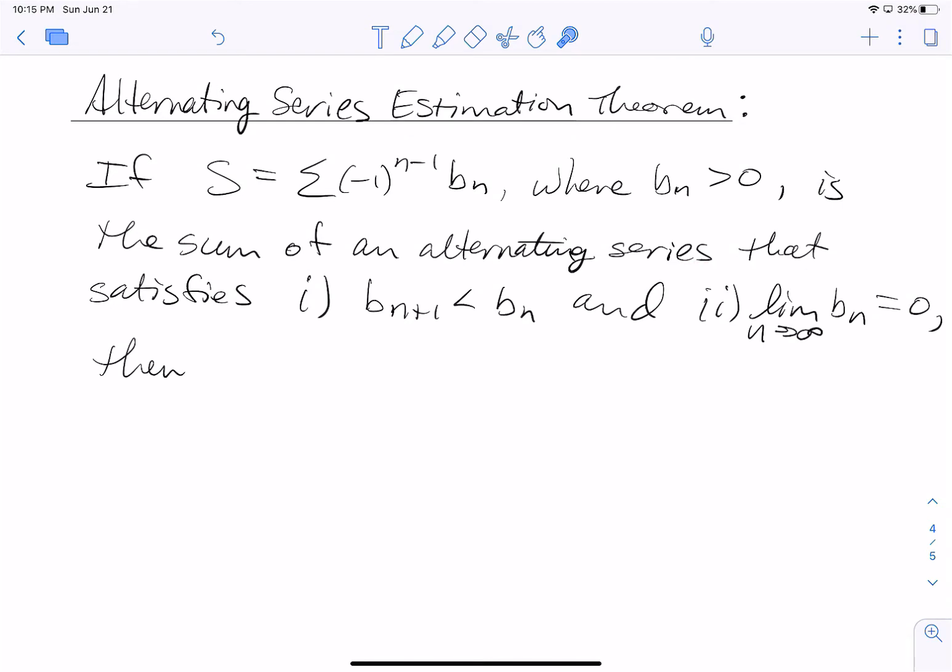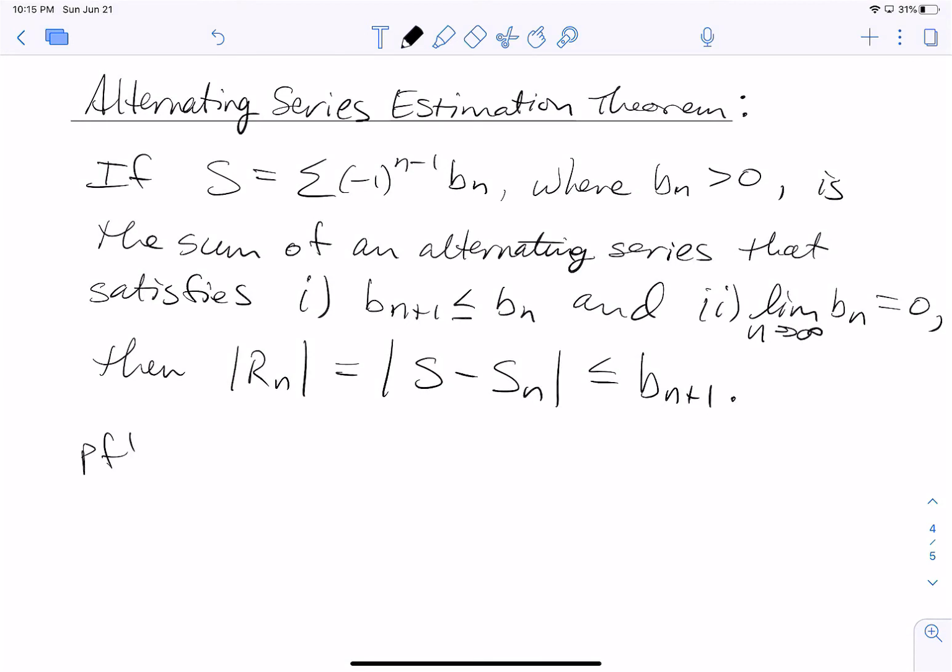That is, the terms are decreasing in magnitude. b sub n plus 1 is less than b sub n. I guess we said less than or equal to, didn't we? And the limit as n approaches infinity of b sub n is equal to 0. Then the absolute value of the remainder, R sub n, is equal to the absolute value of S minus S sub n, and that's less than or equal to b sub n plus 1.